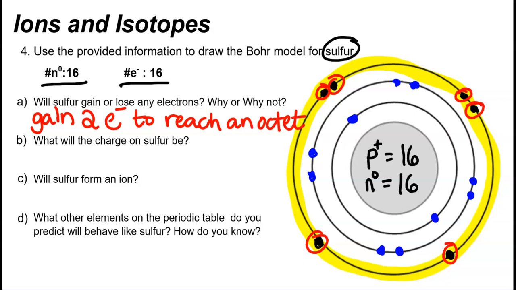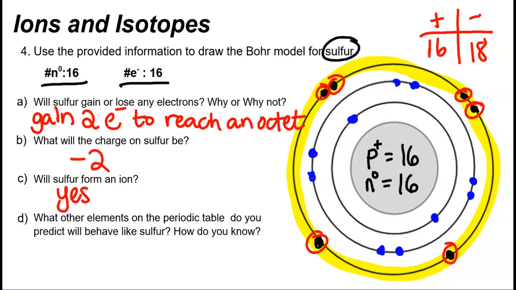All right. What will the charge on sulfur be? Well, if we gain 2 extra electrons, we still have 16 protons, but now we don't have 16 electrons, we have 18 electrons. So we have 2 extra negative charges, giving us an overall charge of -2. So will sulfur form an ion? Yes, because it's going to form that ion with a -2 charge when it gains those 2 extra electrons to reach an octet.